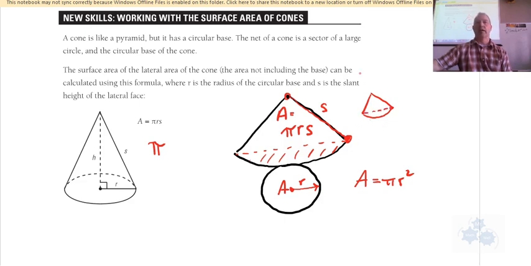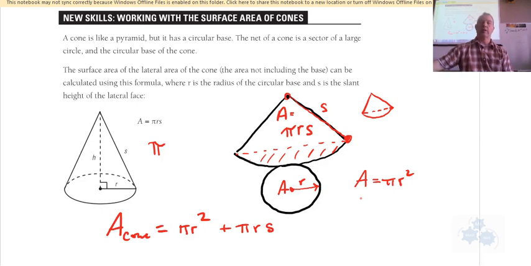Good question, though. Okay, so the total surface area of a cone, guys listening? The total surface area for a cone is the base, which is a circle, no problem, pi r squared, plus the wraparound part here, which is pi times r times s, the slant height.